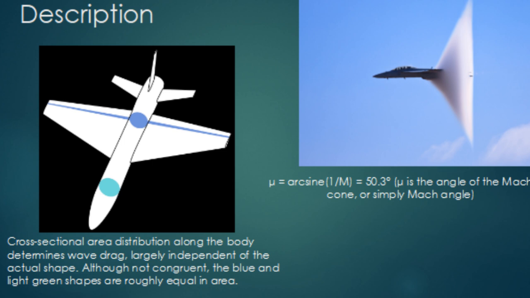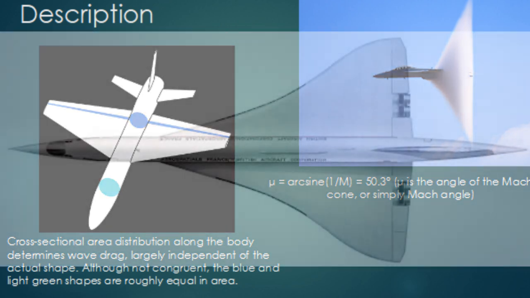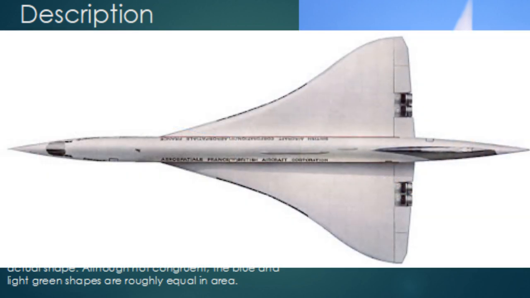For example, consider that at Mach 1.3, the angle of the Mach cone formed off the body of the aircraft will be about μ = arcsin(1/M), which is equal to 50.3 degrees. The μ being the angle of the Mach cone, or simply the Mach angle. In this case, the perfect shape is biased rearward or aft facing. Therefore, aircraft designed for high-speed cruise usually have wings towards the rear. A classic example of such design is the Concorde.